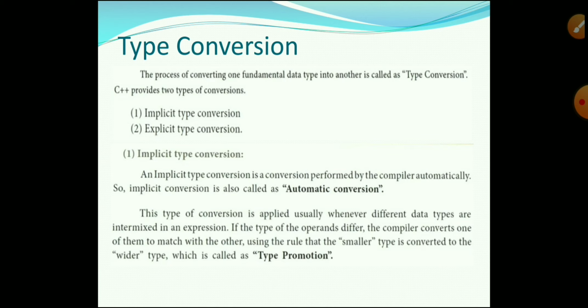Next one is type conversion. We have two types of conversions: implicit type conversion and explicit type conversion. What is meant by implicit and explicit? First, let us see implicit type conversion. An implicit type conversion is performed by the compiler automatically. Implicit means it is performed automatically. This is called automatic conversion.